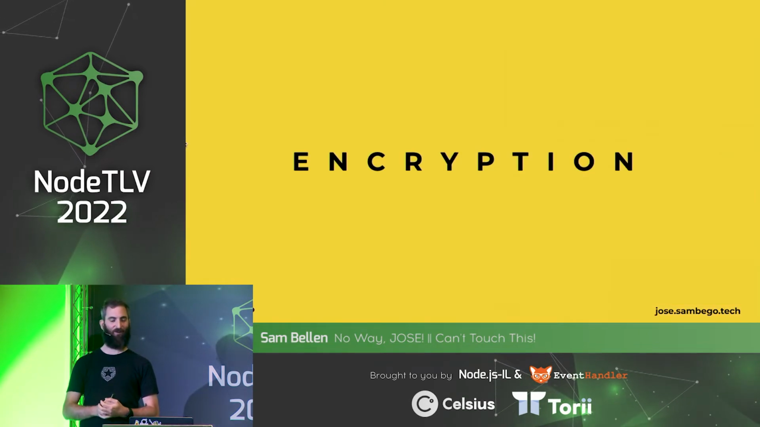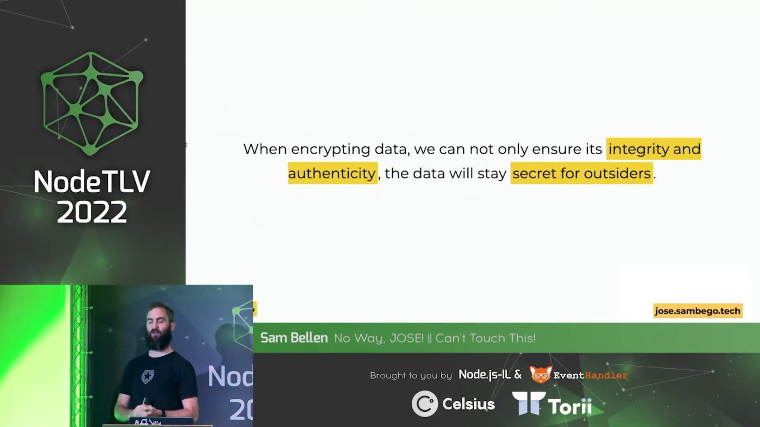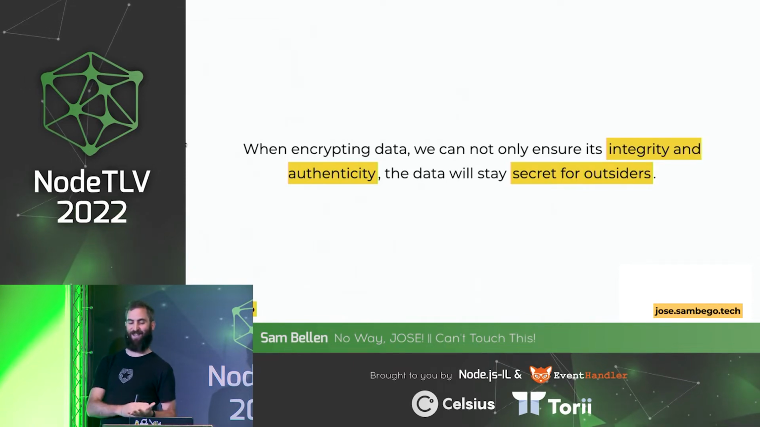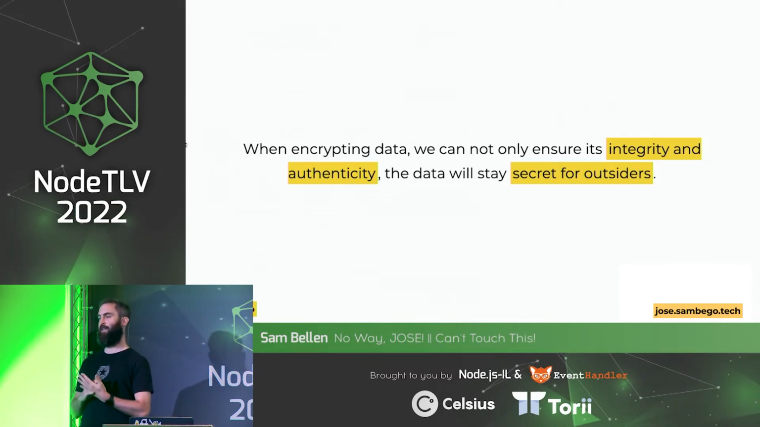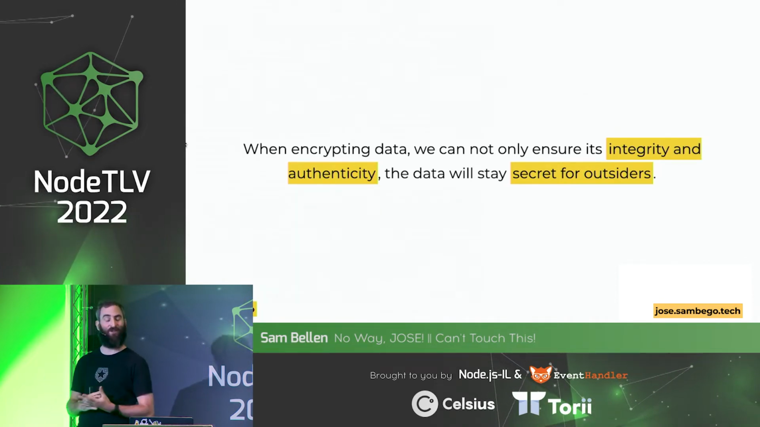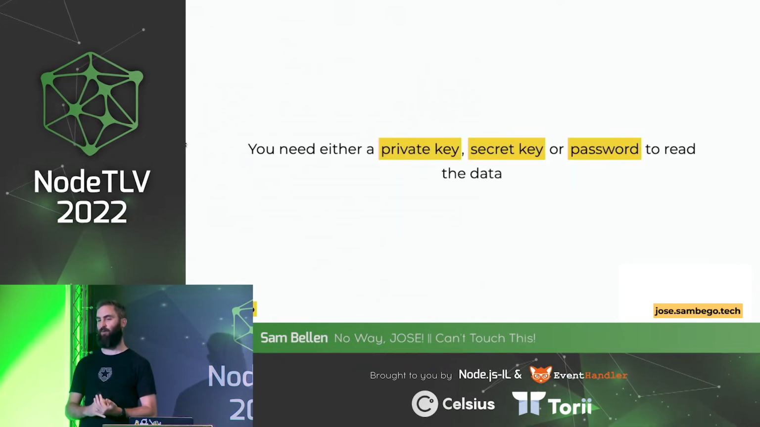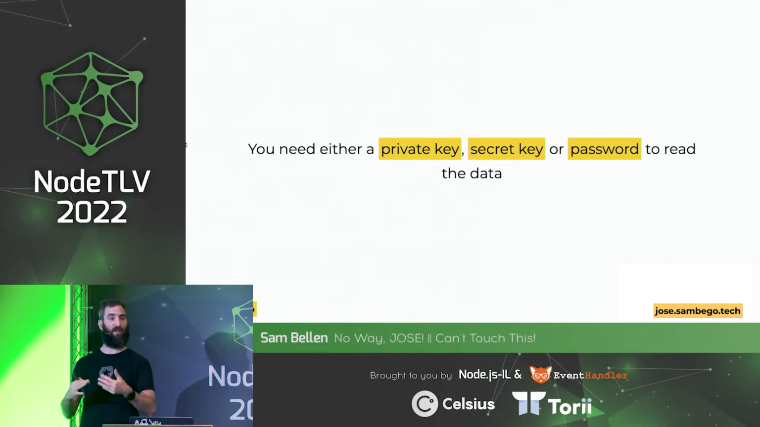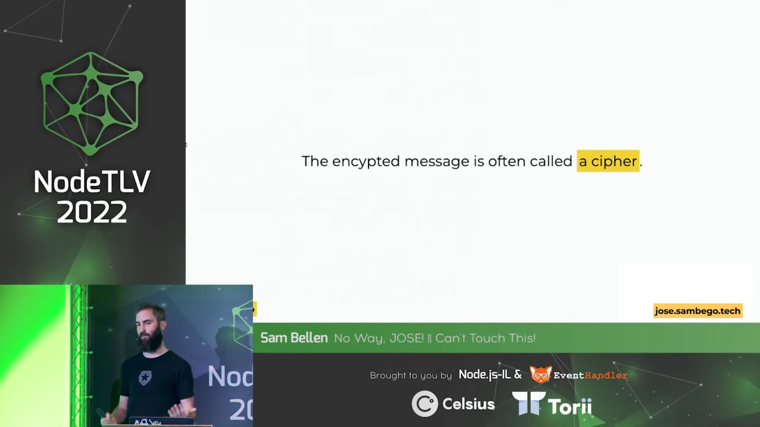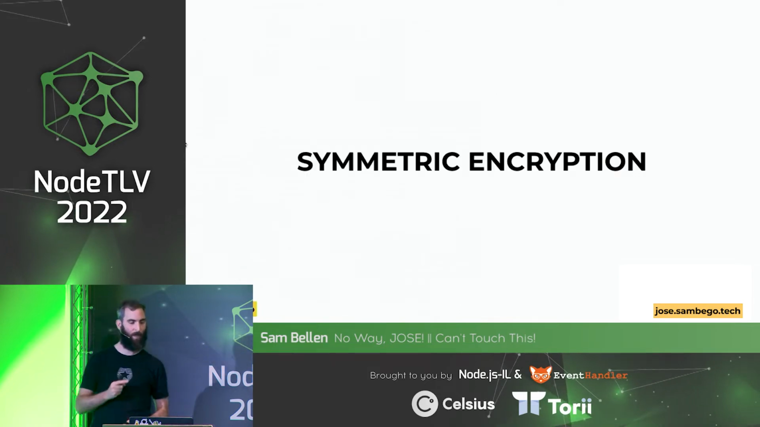Last part, encryption, before we can dive into what HOSE really is. When encrypting data, we can not only ensure its integrity and authenticity, but the data will also stay secret for outsiders, which means if you're not supposed to get access to the actual data, you should not get access to that data. So you either need a private key, a secret key, or a password, depending on which algorithm you use, to decrypt that data so you can read the original data. And the encrypted message is often called a cipher. What comes out of an encryption algorithm is very often referred to as a cipher.